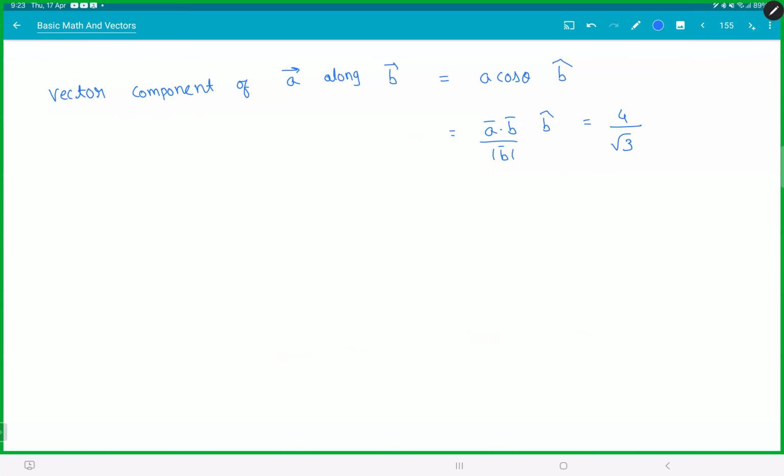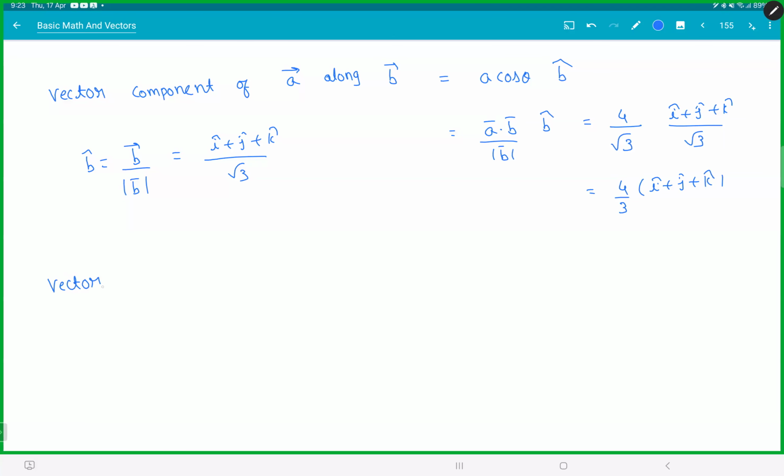What is B cap? B cap is nothing but get the vector B bar and divide by its own magnitude. And B bar is how much? I plus J plus K. So I plus J plus K by magnitude root 3. Substitute here. That's your answer: 4 by 3, I plus J plus K. So this is the length of the shadow of A bar on B bar.